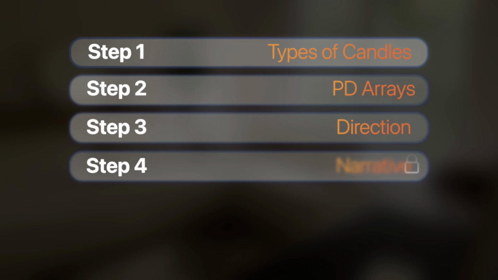So there might be an 80% chance that we continue higher, a 20% chance that we continue lower. But nothing in trading is 100% given. Nothing. Now this brings us one step closer to entering and profiting from it. But before we go over entries, we need to go over step number 4, narrative.